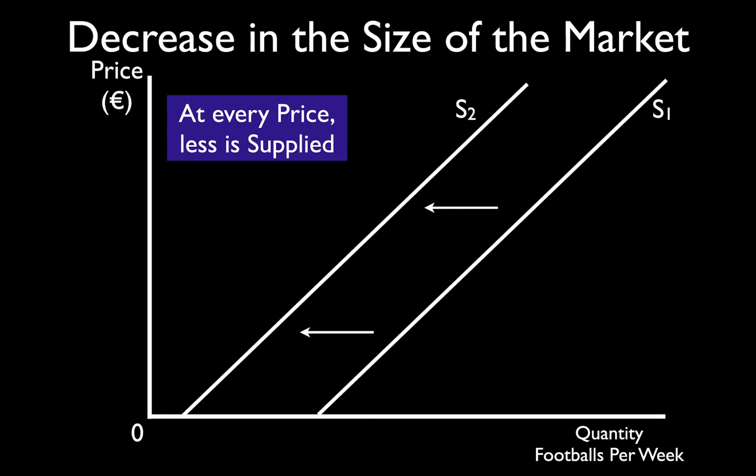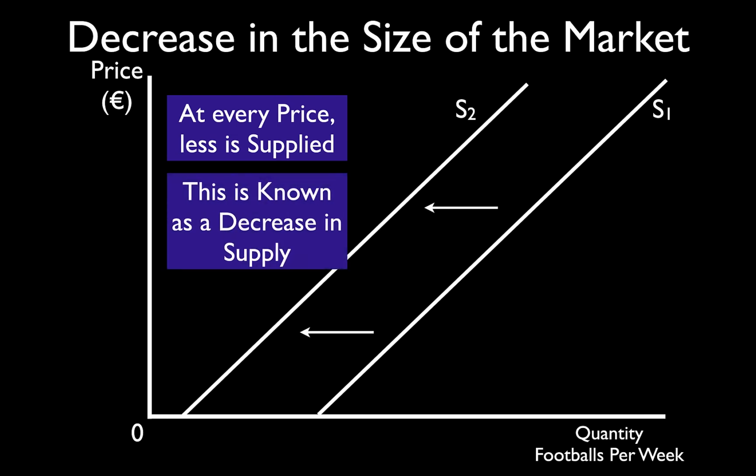And this means that at every price, less is supplied. So if more firms start to produce the good in question, well then that's a rightward shift, an increase in the supply. The supply curve shifts out and to the right. At every price more is supplied, and that's an increase in the supply of the good. And then if firms leave the industry, they stop producing the good in question, that's an inward shift, as we can see on the screen. At every price less is supplied, and this is known as a decrease in supply. Okay, that's the size of the market.